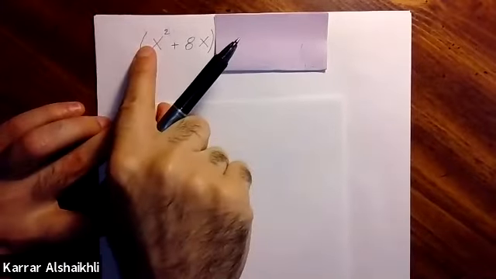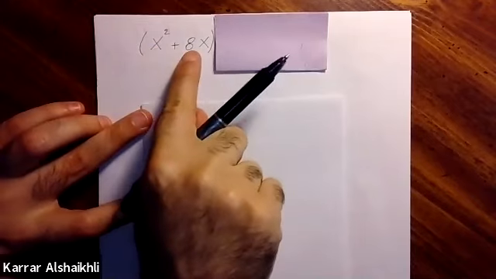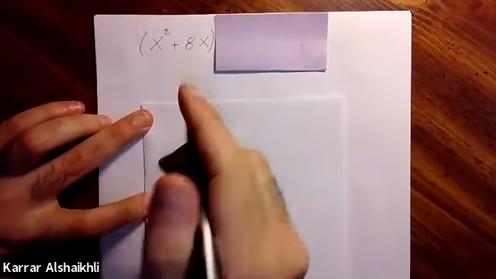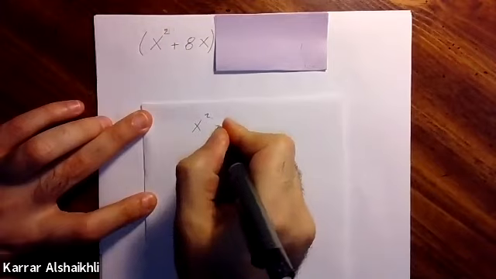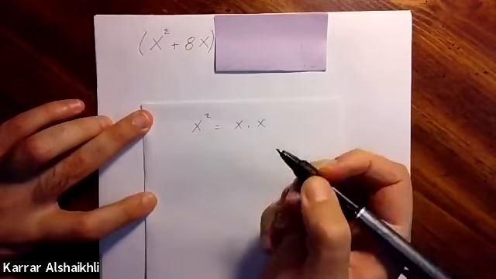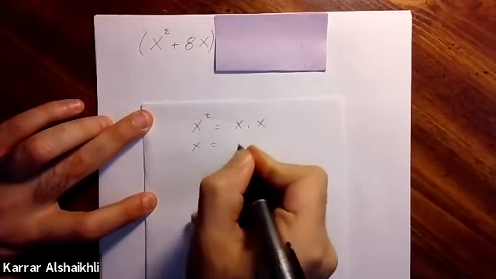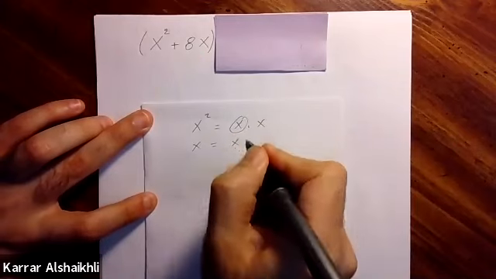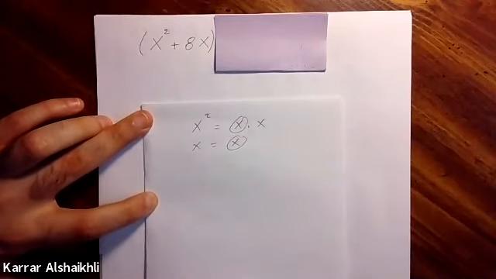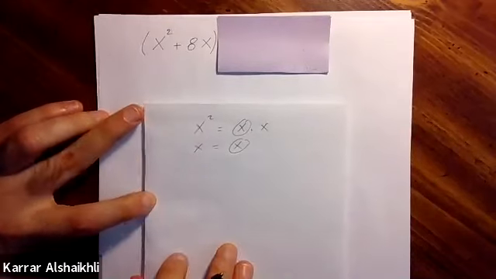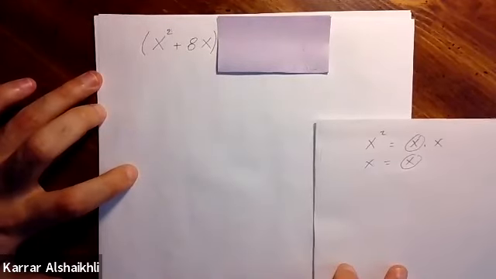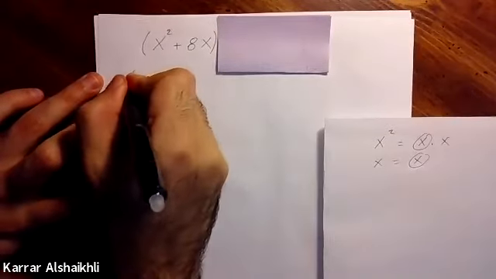There is no number here, so there is no common with the numbers. I have x squared, which is x times x, and I have x, which is just x. So the common is just the x. This is the common between these two terms. So I'm going to write down x here.